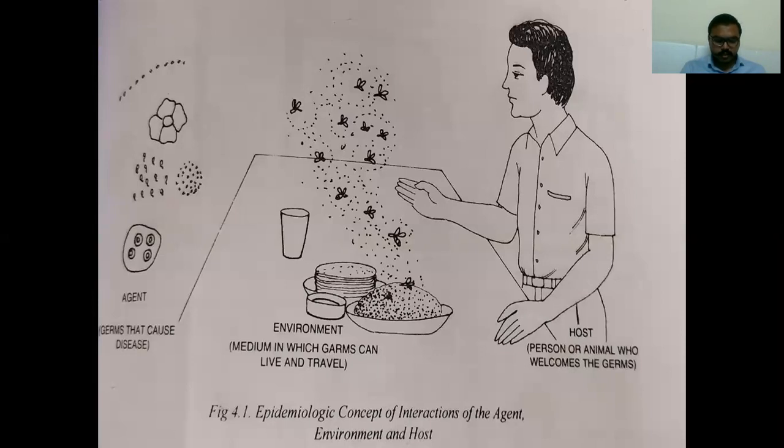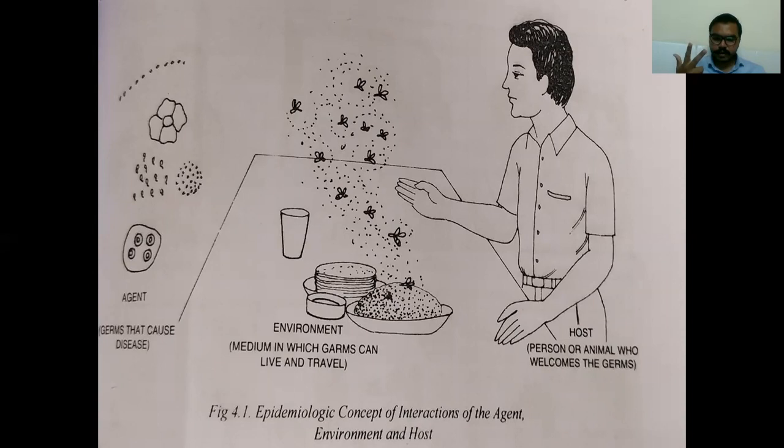The agent can live and travel only in a suitable environment. Agent cannot travel without environment. They need a particular environment to travel to reach the host. If they don't get a proper or suitable environment, they die. So they need a proper temperature, proper pressure, proper environment to travel from one place to another.